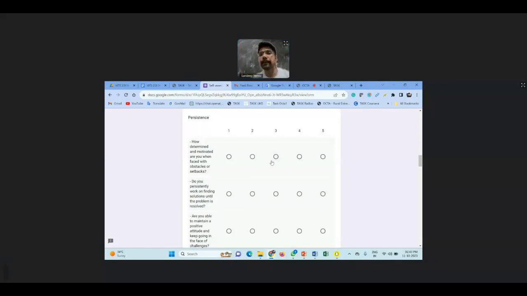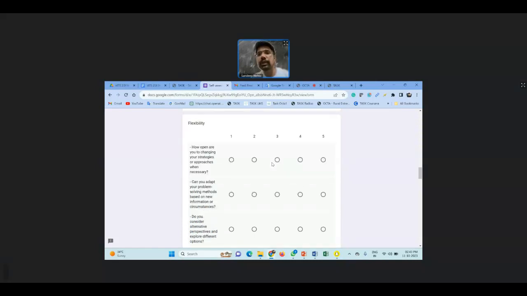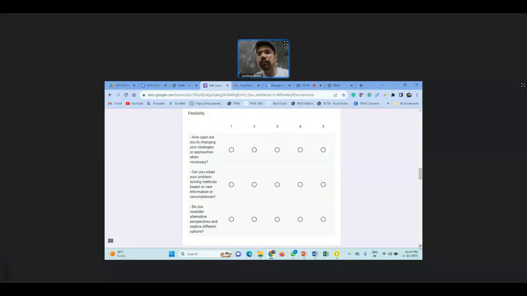So you can go through these components. Then there is a component called flexibility. The first point says, how often are you changing your strategies or approaches when necessary?